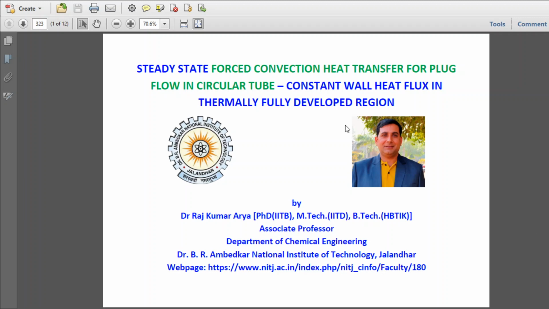Today I am going to explain forced convection heat transfer for plug flow in a circular tube under constant wall heat flux in the thermally fully developed region.